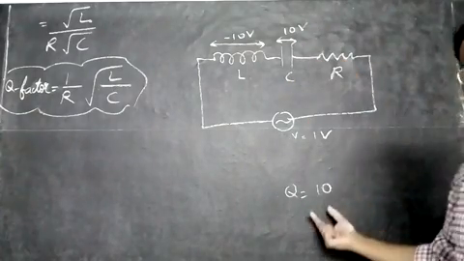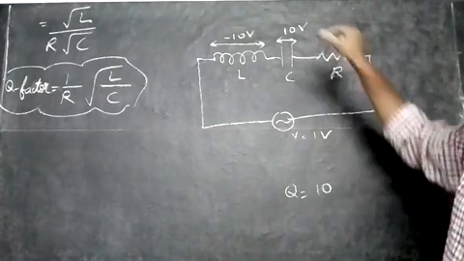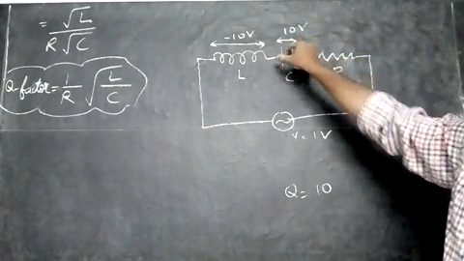Suppose you have a quality factor of 100. What happens? The voltage across the capacitor also will be 100 times larger. This is about the quality factor.